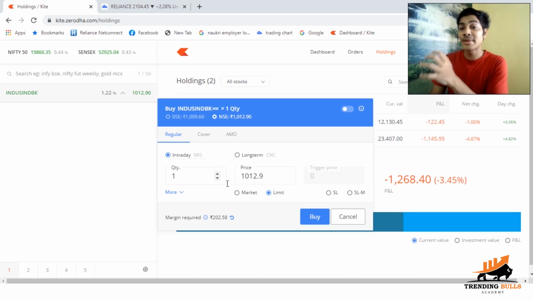Then who is paying that remaining amount? That remaining amount is nothing but the leverage your broker will be paying. So he will be paying approximately 1012 minus 202, so around 800 rupees your broker will be paying. Now, what is the advantage of intraday? So this is the first advantage, that is you get leverage from your broker. Okay, that's the first thing.